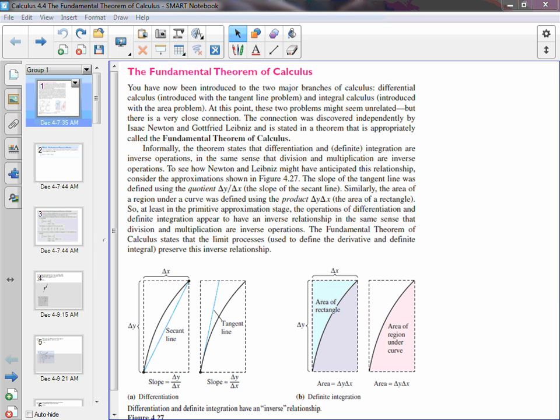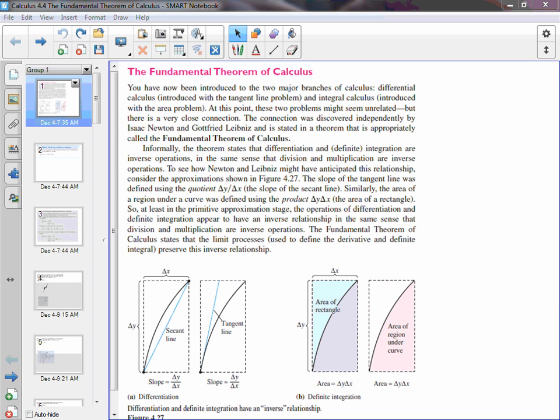But then what you don't know is, why do they call it integral? Because then we called something else integral. Remember when we found the areas under curves, we called those definite integrals? So why would you use the same word, integral, to talk about adding up areas and to talk about antiderivatives? Getting there. So at this point, these two problems might seem unrelated, but there's a very close connection.